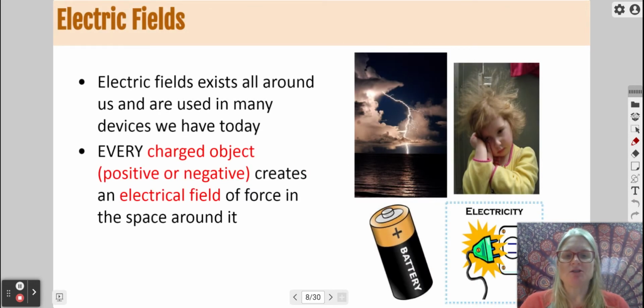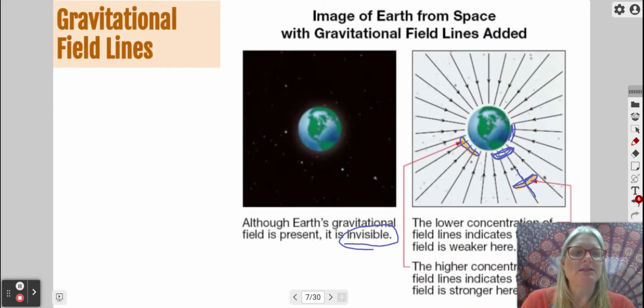All right. Oh, and I should just make sure we know these field lines are always going towards the object creating the field, whatever the mass is creating that gravitational field. So those are our field lines.